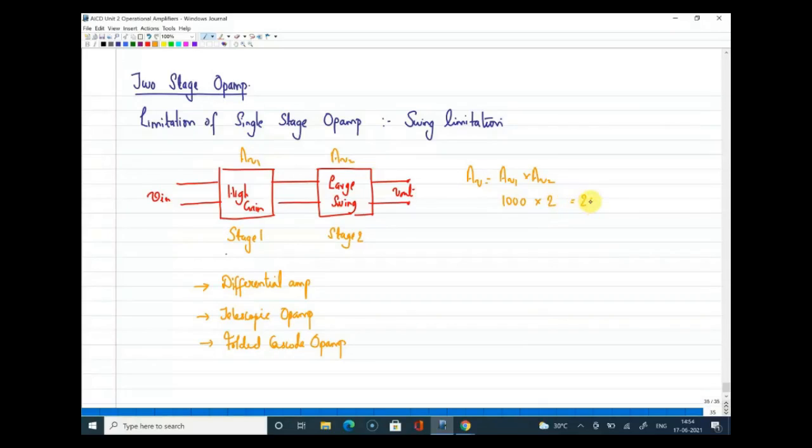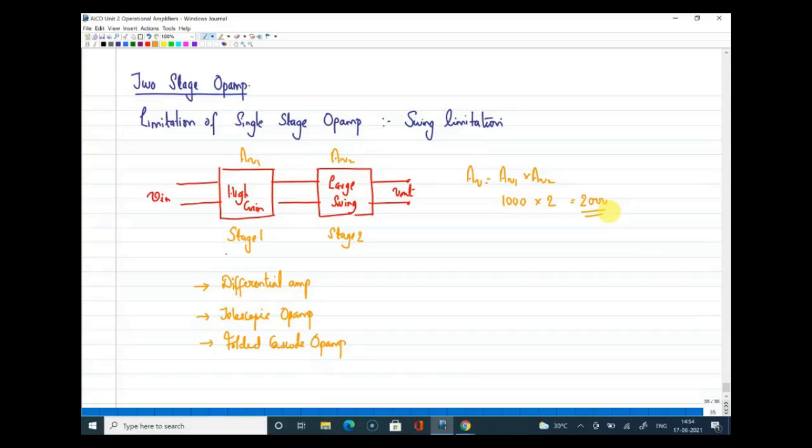I'm just saying it is a gain of 2. So you will actually get a combined gain of 2000. But it is not like this. We will give 2 in the first stage and 1000 in the second stage, because we'll definitely get a larger gain than 2 with a simple common source amplifier also, right?